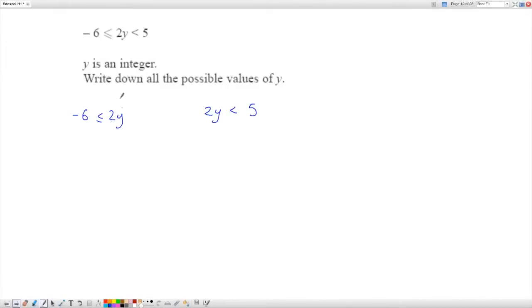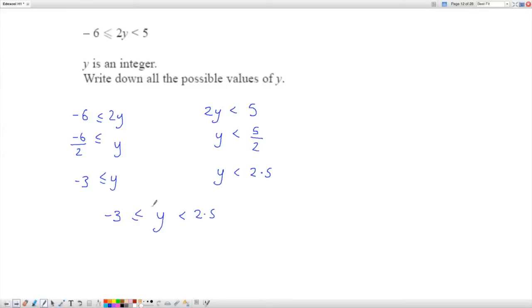So here we have 2y, we want 1y. So dividing through by 2, we have that y is greater than or equal to negative 3. Similarly here on the other side, we only want 1y, so divide through by 2, y is less than 5 over 2. Also, we can write this down as 2.5. Putting this together here, y in the middle, it's less than 2.5, remember it's got to be a whole number, but greater than or equal to negative 3.